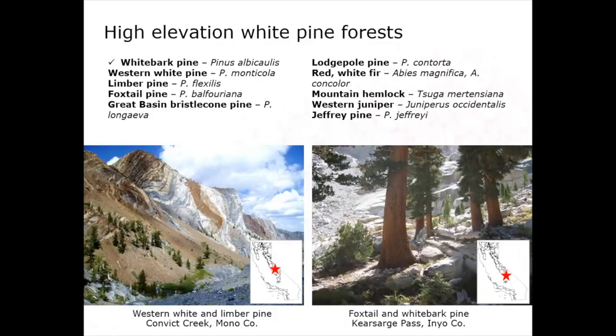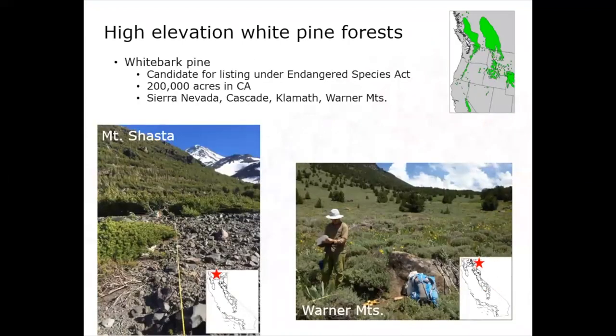So high elevation forests in California are largely dominated by white pines. These are the five-needle pines. They include whitebark, western white, limber, foxtail, bristlecone, but also firs, mountain hemlock, and juniper. Our project has focused mainly on whitebark pine, and whitebark is found only in North America. In California, it's generally over 9,000 feet. It occurs in the Sierra Nevada, the Klamaths, Cascades, and Warners.